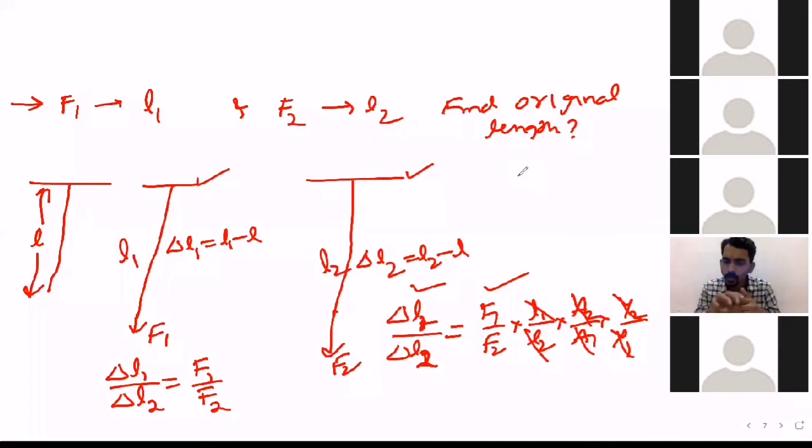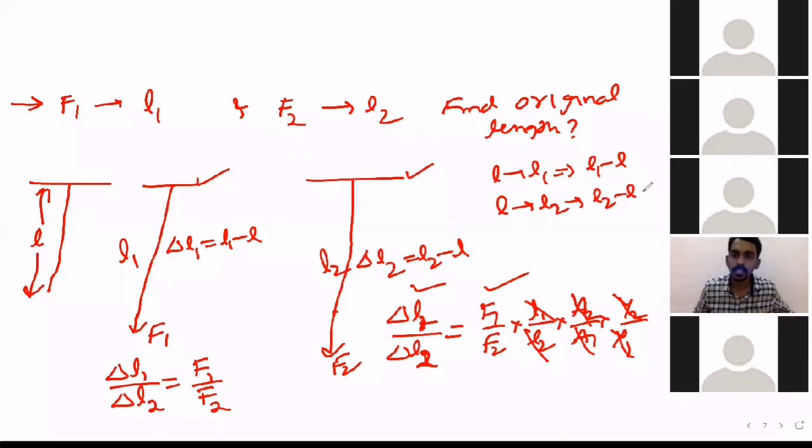Now what you have done? You remove the force. Now it came back to the initial length due to elasticity. Now you apply some other force, F2. Then the length L became L2. In the first case, L became L1, so delta L1 is L1 minus L. Afterwards, L became L2, so the increase in length is L2 minus L. That is what I have taken here.